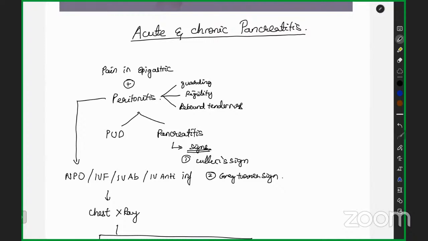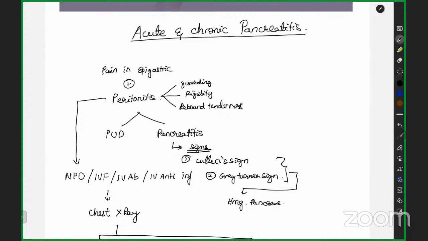Both of them are going to be due to hemorrhagic pancreas. So if there is going to be a Cullen sign or if there is going to be a Gray Turner sign, that means that my patient is going to have a hemorrhagic pancreas. These are the signs that are going to tell us that there is going to be hemorrhagic pancreas.